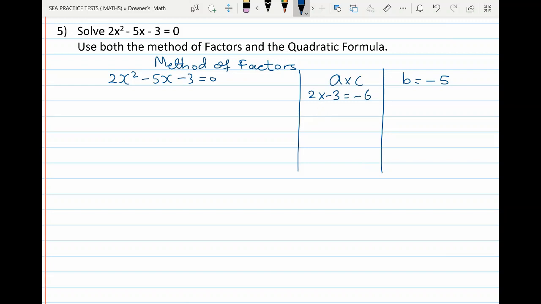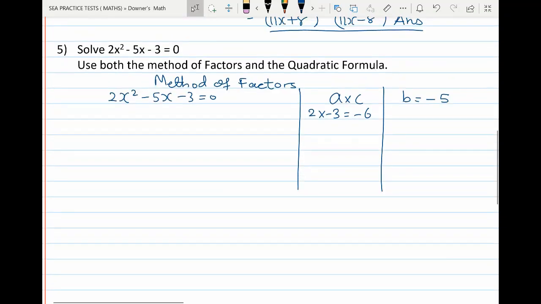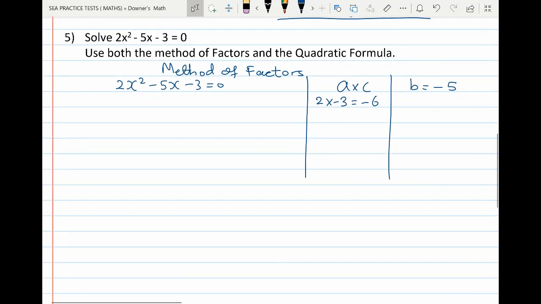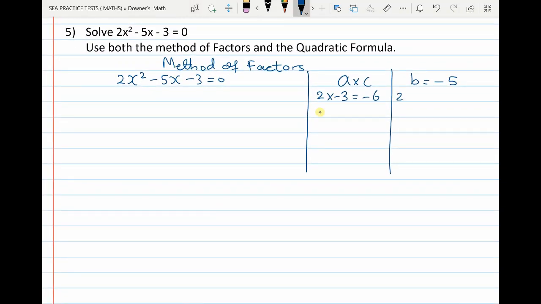And then we are going to test to see if those two factors that we got, which are the 2 and the minus 3, when we add them together, if it gives us this number here. 2 and minus 3 give us minus 1. And of course, minus 1 is not equal to minus 5. So therefore, those two cannot be the required factors that we are looking for. We have to find the factors of minus 6, which when added together give us minus 5.